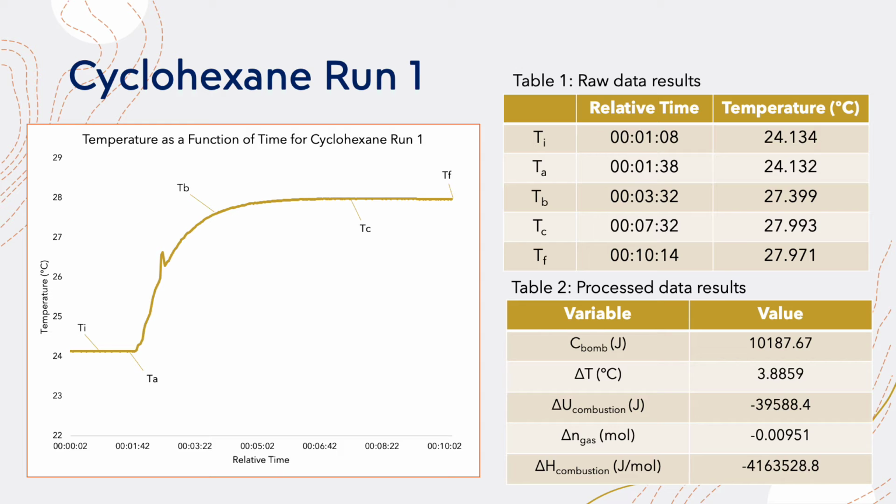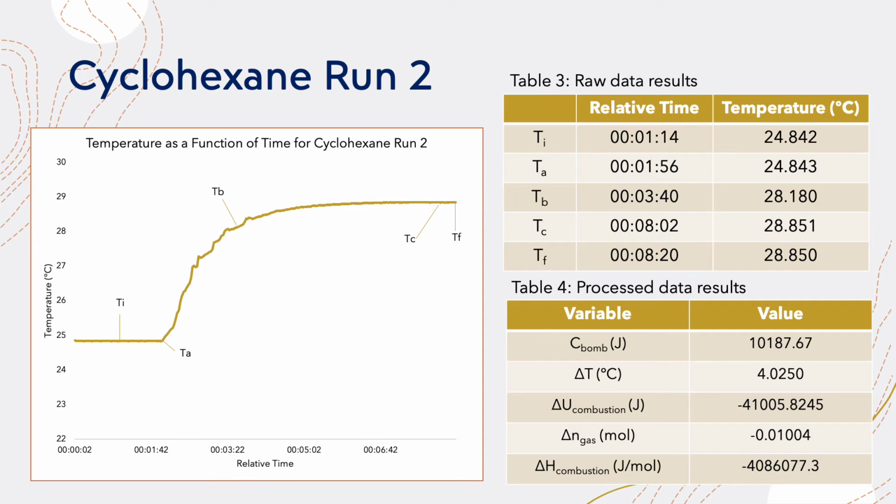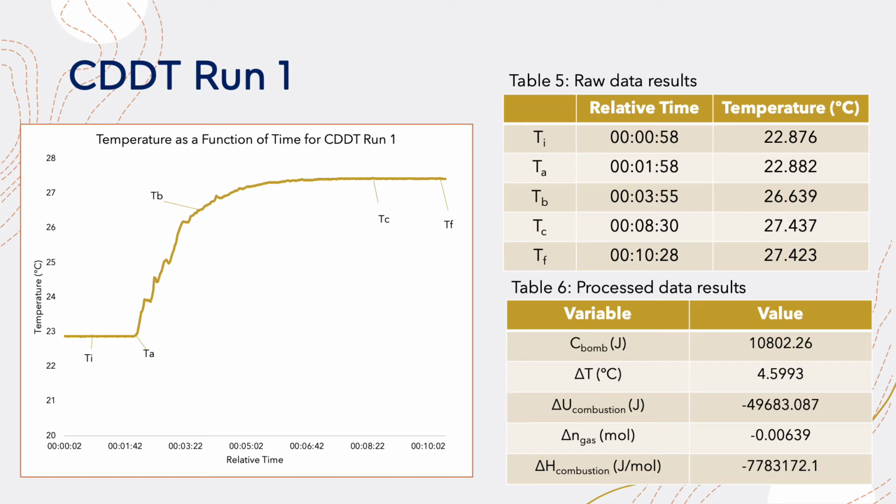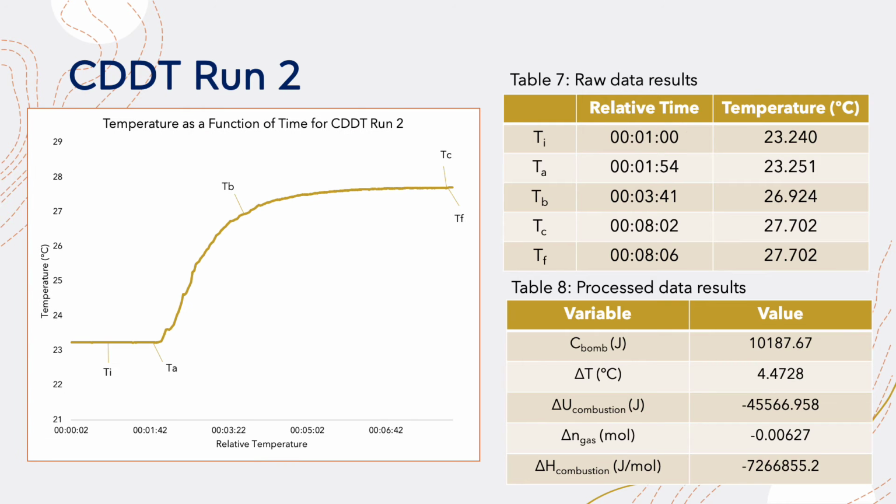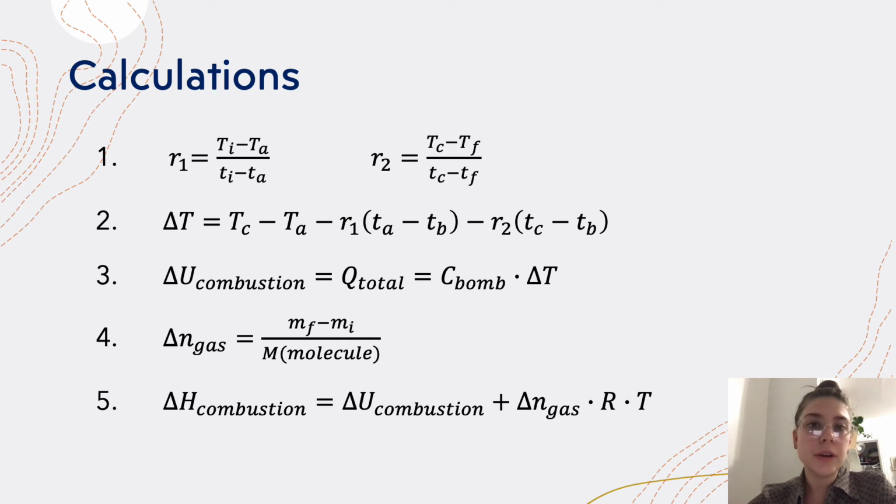And we have this for each of our runs, so cyclohexane run 2, CDDT run 1, CDDT run 2. So here's just a little reminder of and some context for how I calculated each of the variables in the tables in the previous couple of slides.